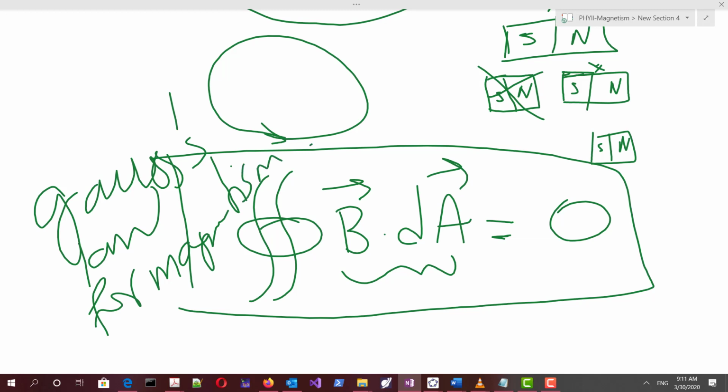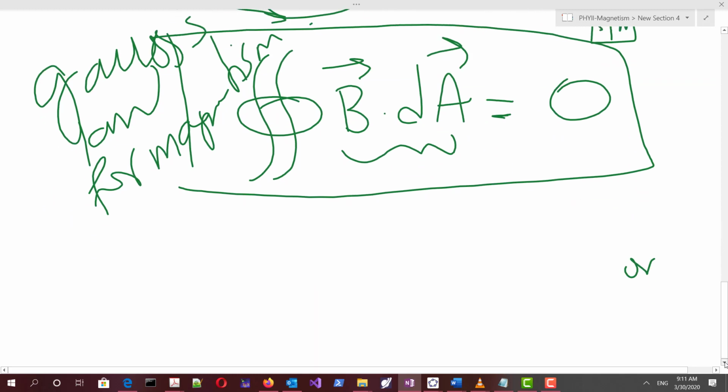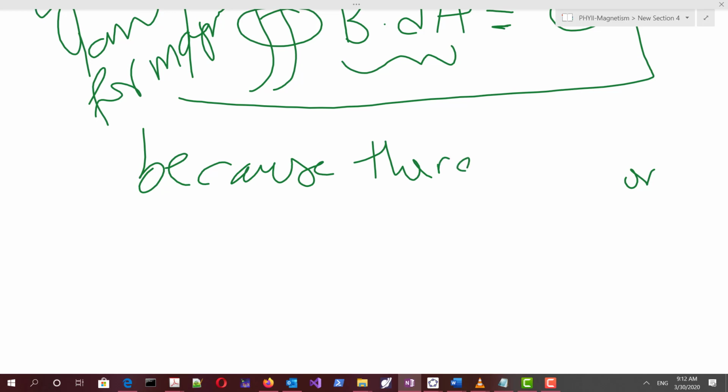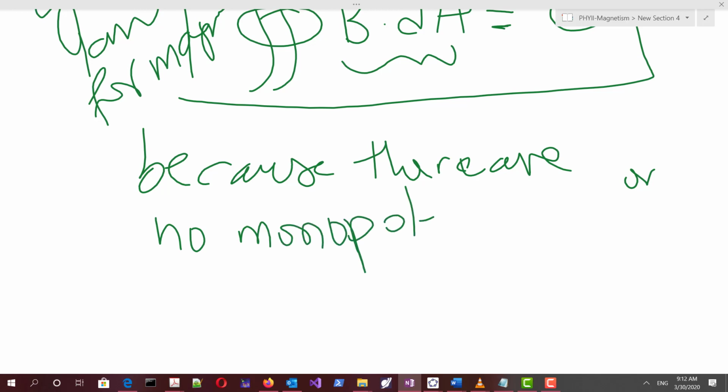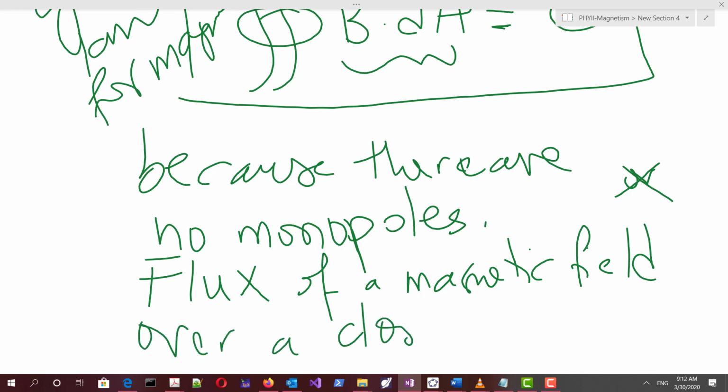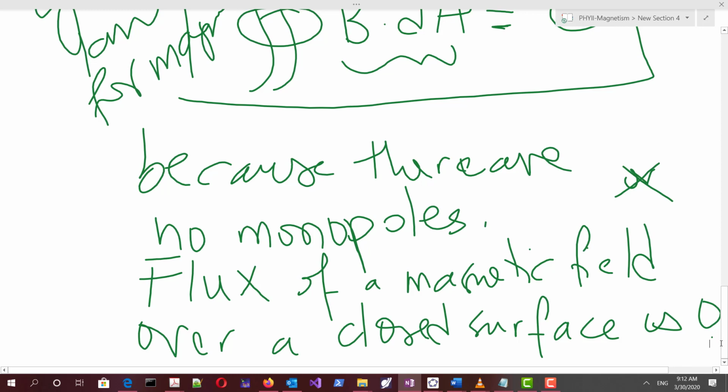That is it. It's as simple as that. And if somebody asks you why it is zero, well, because there are no monopoles. Always you have a north pole and a south pole in pairs. That's it. So the flux of the magnetic field over a closed surface is zero, period. End of the story.